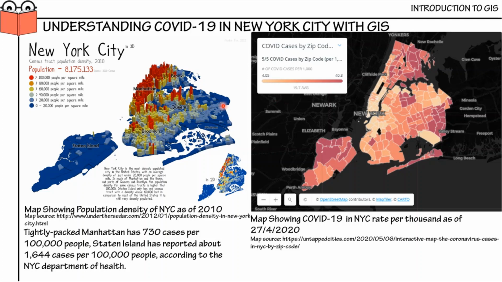Even if you look at this area, the Queens, this area in the Queens has lesser density, but do you see that the corona cases are really high there? So is really population density the only reason? Could there be something else? The New York Health Department states there are 730 cases per 100,000 people in Manhattan, whereas Staten Island reports 1644 cases per 100,000 people. Why this anomaly? Could there be another reason?